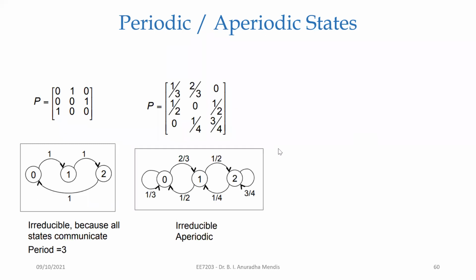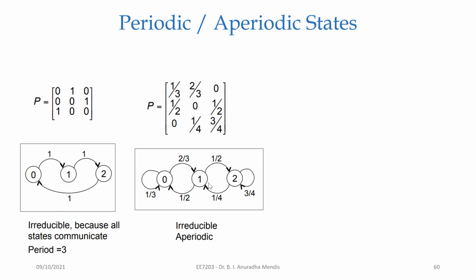Now, if you draw the diagram, it is like this. There is a self-transition from 0 to 0 and 0 to 1, but there is no transition from 0 to 2. So that's how you draw the diagram. From 0 to 0, you can come within one step. From 2 to 2, you can come within one step because there is a self-transition. And also from 0 to 0, you can come within 2 steps.